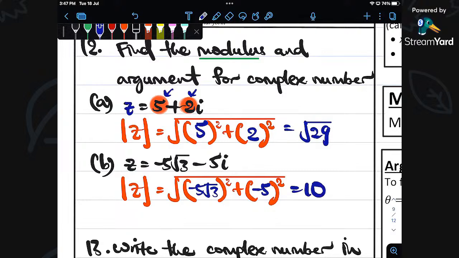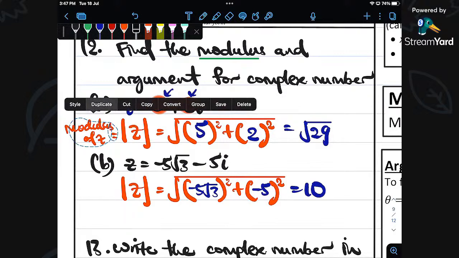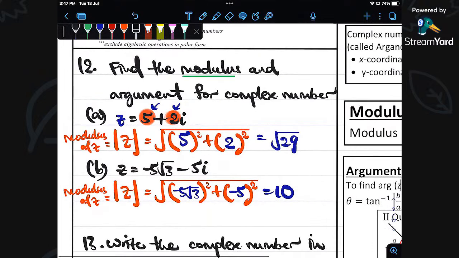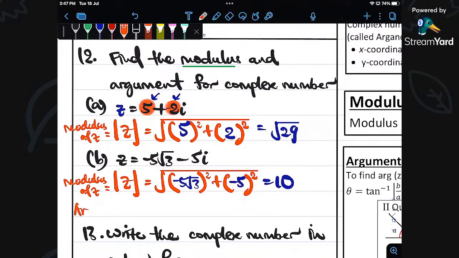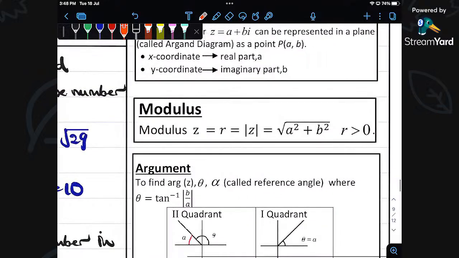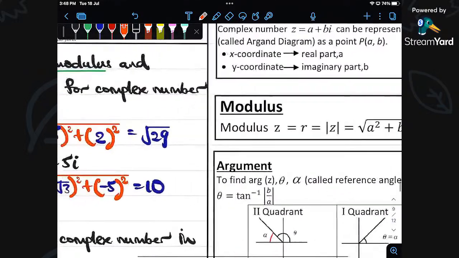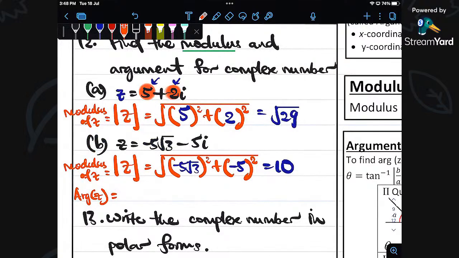Okay, so now kita baru cari modulus. Kita belum cari, okay, this is the modulus of Z. Kita belum lagi cari argument. So argument tu macam mana pula? Argument of Z, so saya tulis short form lah. Argument of Z, I want you to think by yourself.